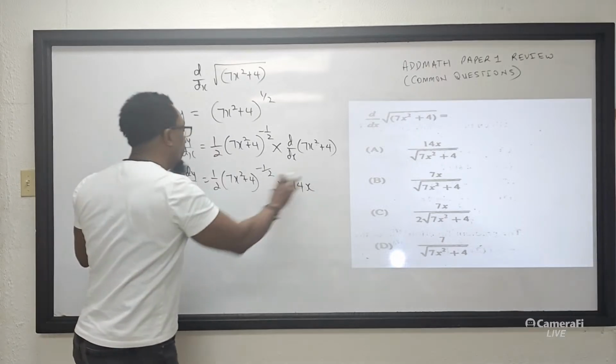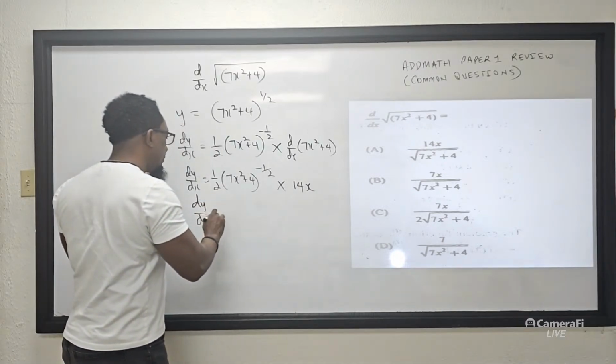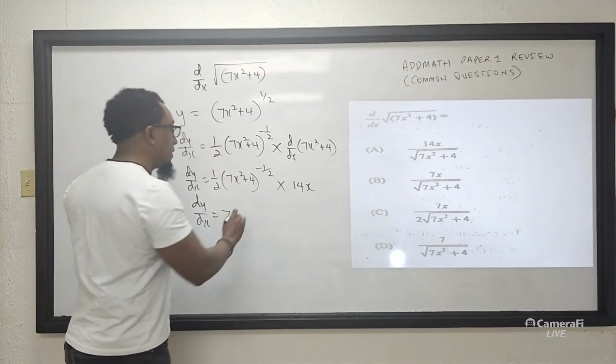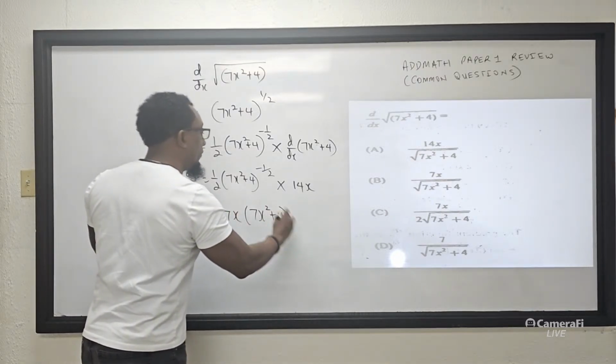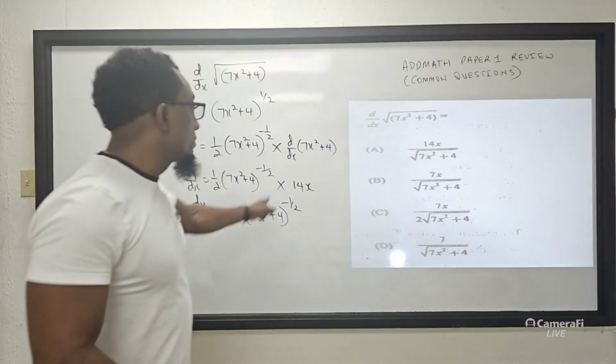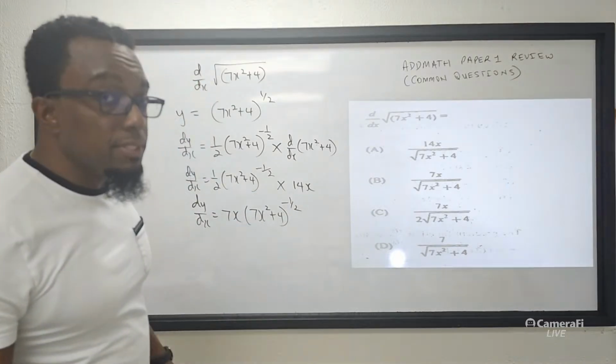Let me multiply 14x by a half into 7x squared plus 4 to the power of negative a half. A half by 14x will give me 7x times 7x squared plus 4 to the power of negative a half. And if I have a negative index, I want to convert that into a positive index.